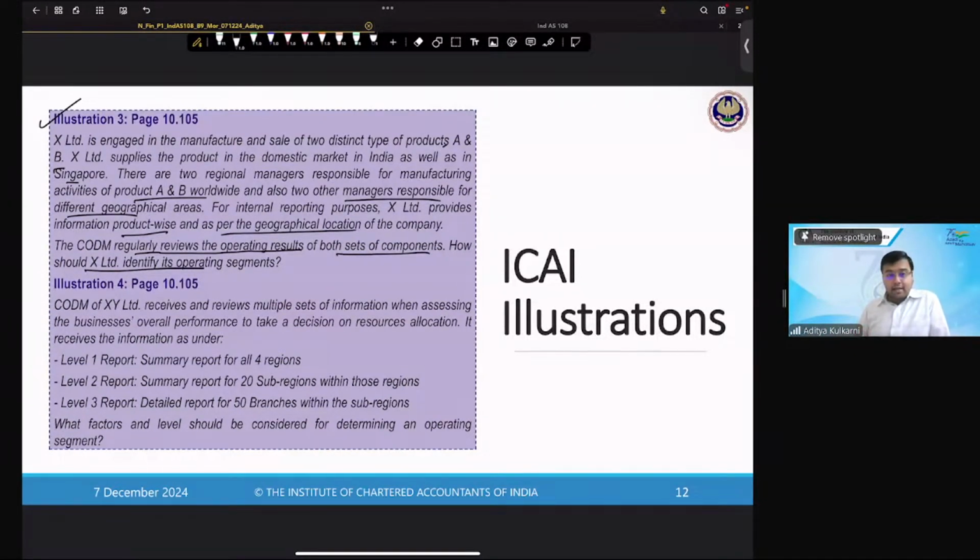Okay. Coming to illustration 4, CODM of XY Limited receives and reviews multiple sets of information when assessing the business's overall performance to take a decision on resource allocation. It receives the information as under: Level 1 report, summary for all 4 regions. Level 2, summary for 20 sub-regions within those regions. Level 3, detailed report for 50 branches within the sub-regions. What factors and levels should be considered for determining an operating segment?